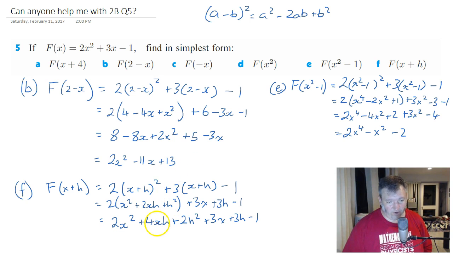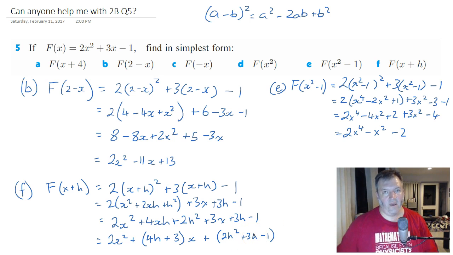You could, if you wanted to, group the x terms. If you want to make it look like a quadratic, this is probably not necessary, but we've got just enough room to do it. 2x squared plus, how many x's have I got? Well, here I've got 4h times x, and here I've got 3 of them. So I could write 4h plus 3 times x. And then what's my constant term at the end? The terms without x in them. 2h squared plus 3h minus 1. You could write it like that. I hope that's a little bit clearer.